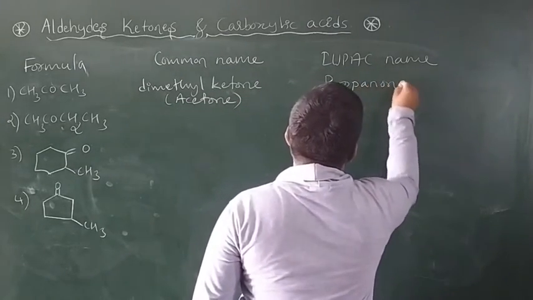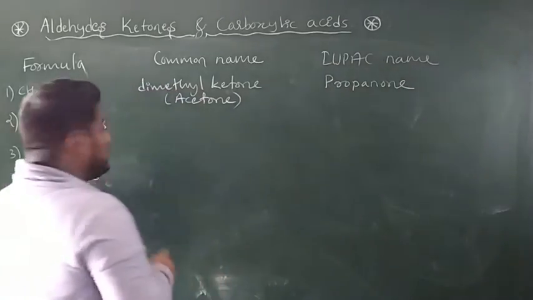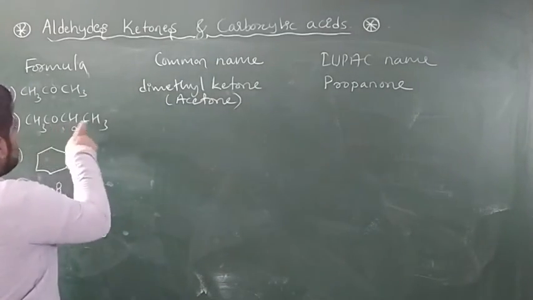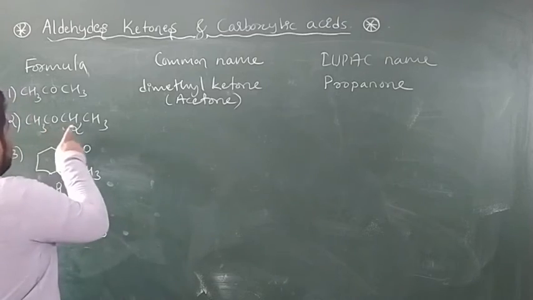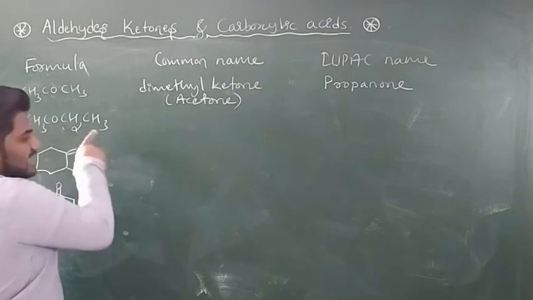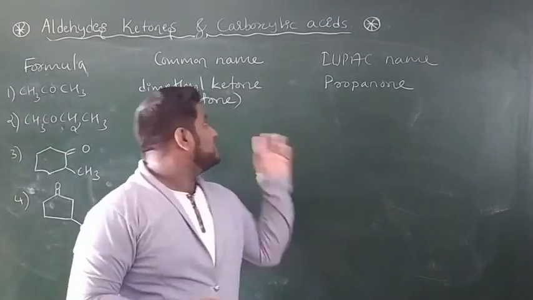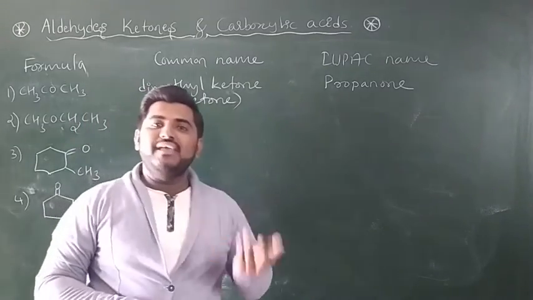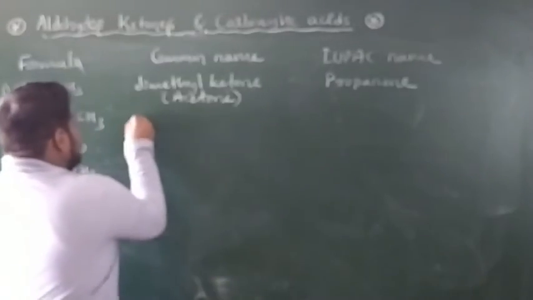Propanone is the name of this one. Second one, carefully see here. 1, 2, 3, 4 carbon atoms are there. Here a methyl group is there, and here an ethyl group is there. So what is the name here? Ethyl methyl ketone we have to write.